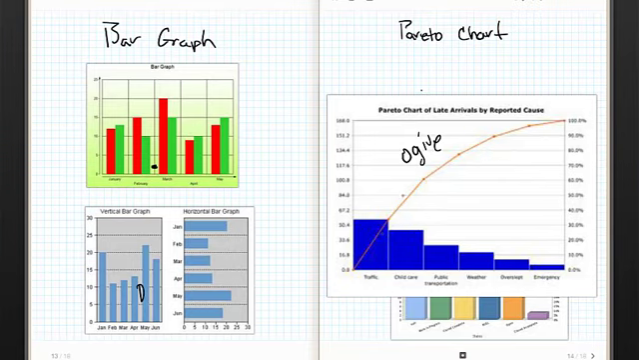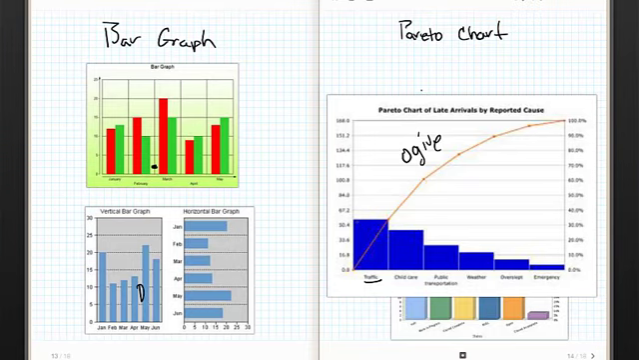You can do an ogive on a standard issue histogram. You can do it on a bar graph if it's quantitative, or you can do it on a Pareto chart. And notice from here to here. So let's see. It looks like traffic. What's it say? Pareto chart of late arrivals by reported cause. So I show up late to work because of traffic.